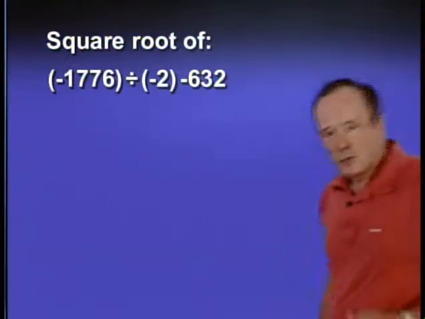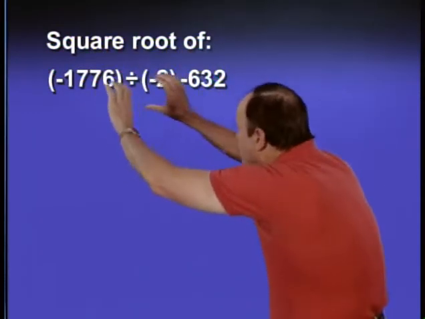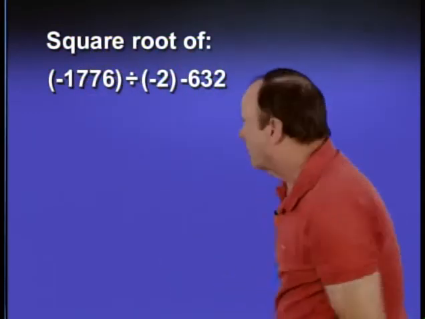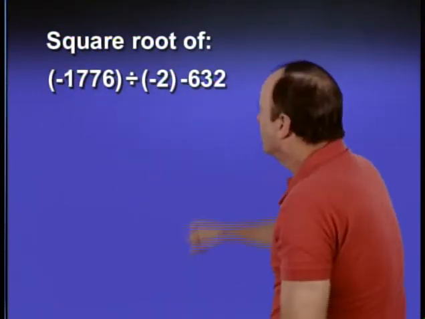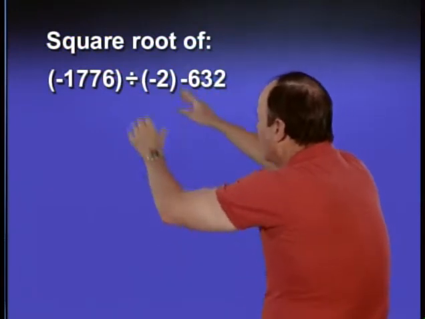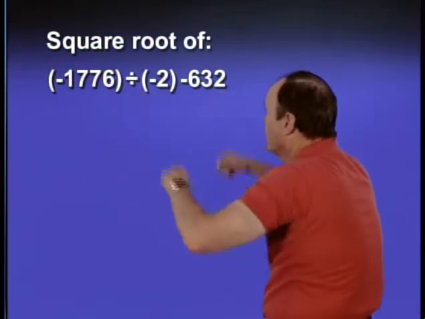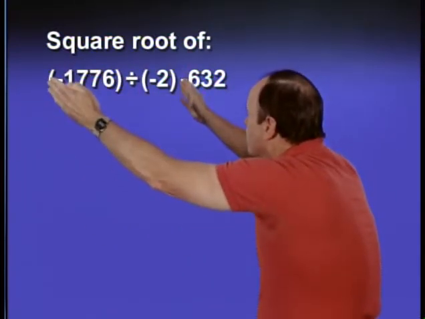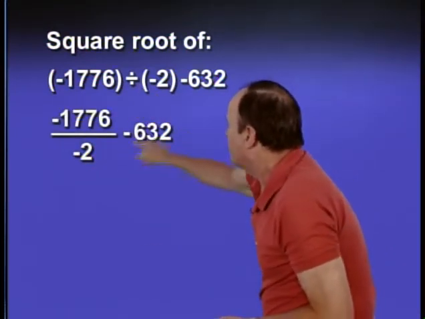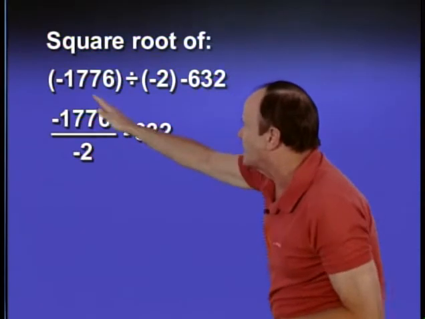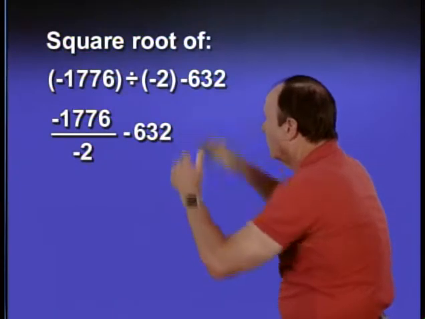Now let's take a look at a question that's just a little more complicated. What they want you to do is figure out the square root of this expression. And the expression, of course, is a little complicated. It's minus 1776, it was a good year, by the way, divided by minus 2, and then when you get done doing that, you subtract 632, and when you get done with the whole thing, you'll take the square root of it. So let's resolve the things in the parentheses to begin with, and minus 1776 divided by minus 2 can be expressed as a fraction, and that's kind of handy. And then you subtract 632 from that, and then take the square root of that, and we'll have our answer.